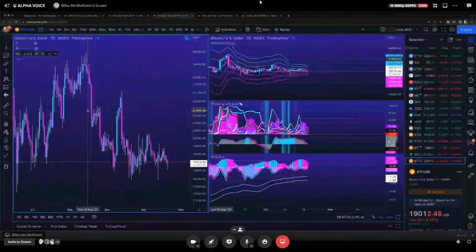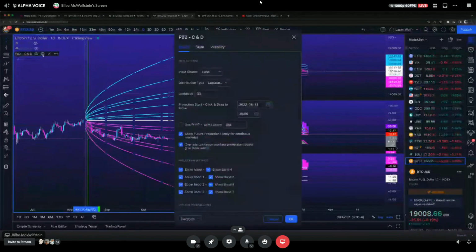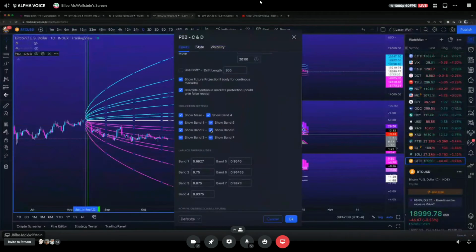And that's right when the outlier started, but obviously we want to back this up a little bit to where the move started. Show band 4, show 5. Let's see. Boom. I want 1, 5, and 7. So let's turn on 6, 4, 3, 2, 1, 5, 7. Okay. Did we have a fat tail event?